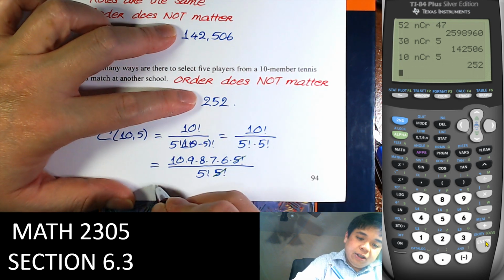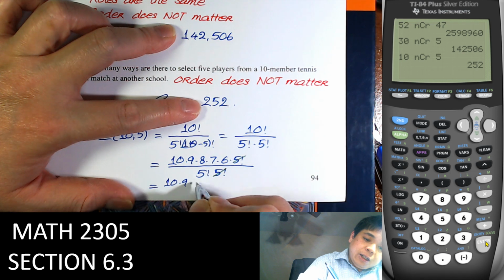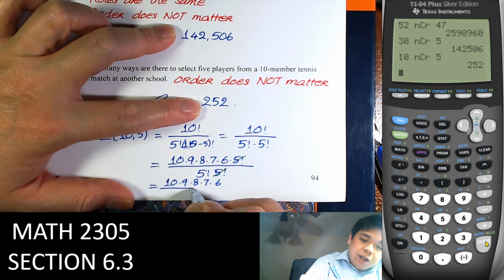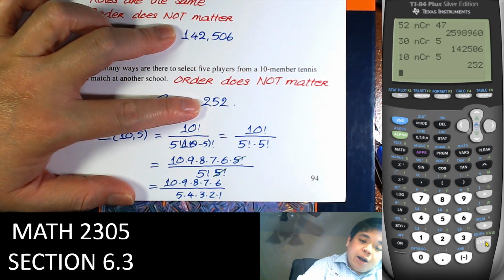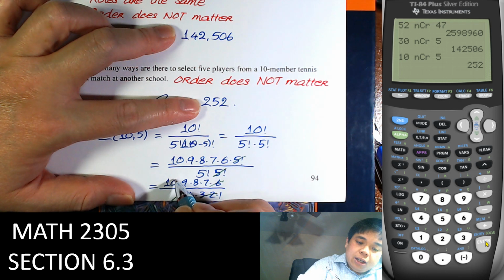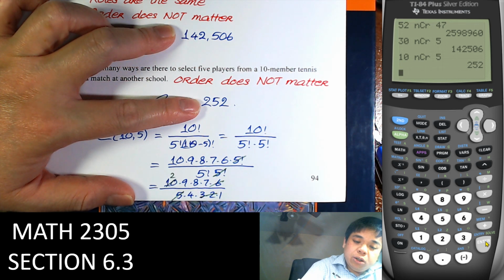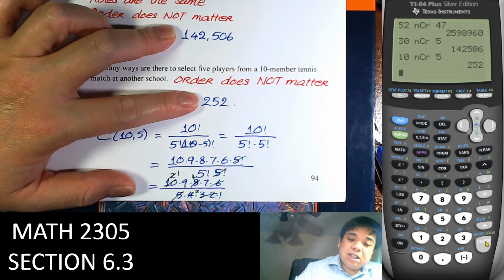And then we have 10, 9, 8, 7, and 6. 5 factorial is 5, 4, 3, 2, and 1. 3 and 2 cancel with 6. The 5 cancels with that, giving us 2. And 4 cancels with that, 1. That leaves 2 and 2, and 8 over 4. So 9 times 4 times 7.